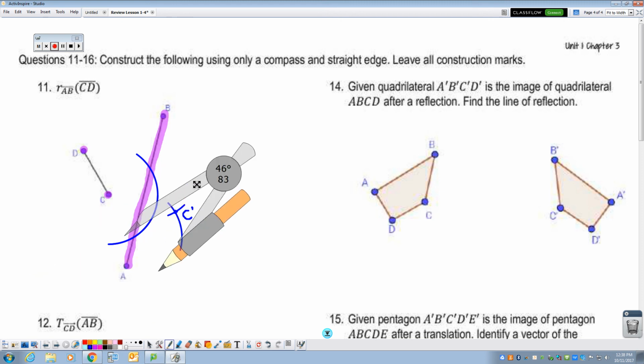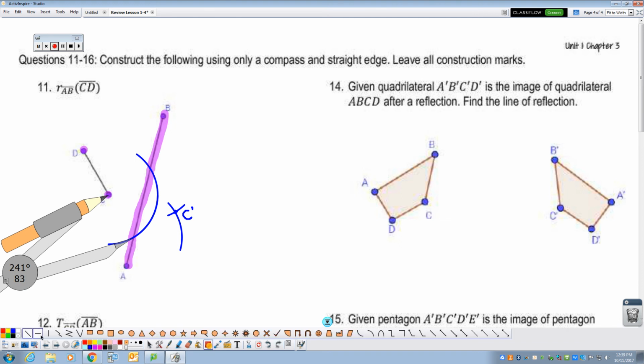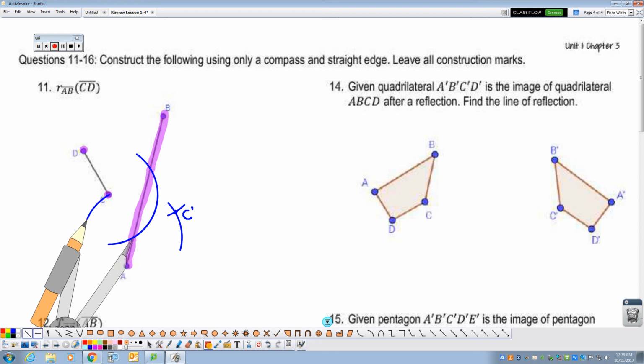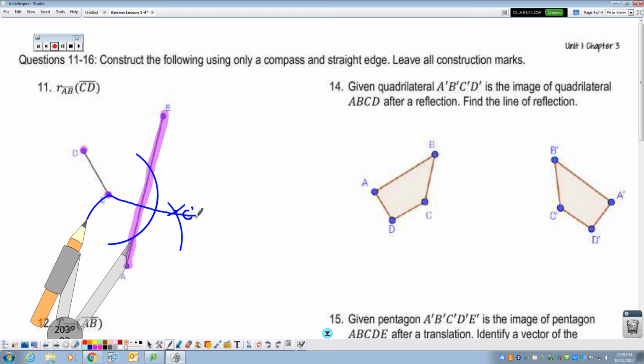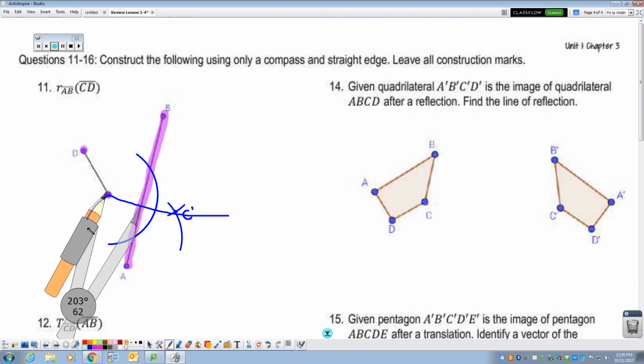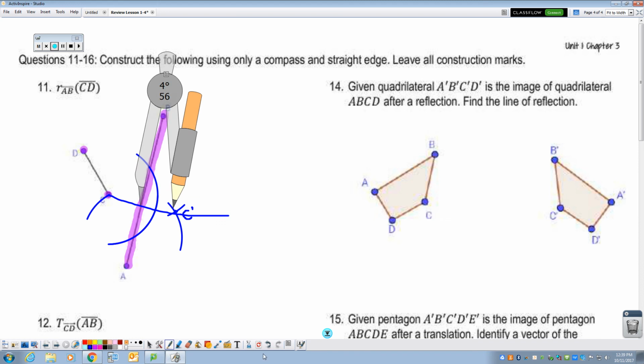If I had not set the compass to this radius, I would have had to draw the full perpendicular like this. Oops. I would have had to draw the full perpendicular. Let's try that again. And then I would have had to measure how far is C on that perpendicular, and then I would have had to copy to get that length for C prime. So it's just a little bit of a shortcut.